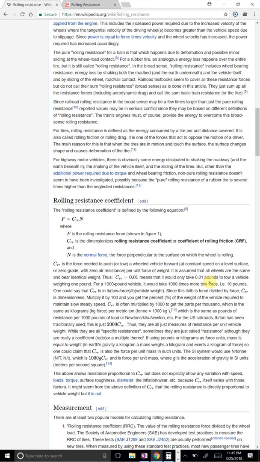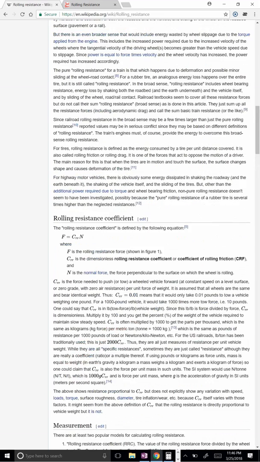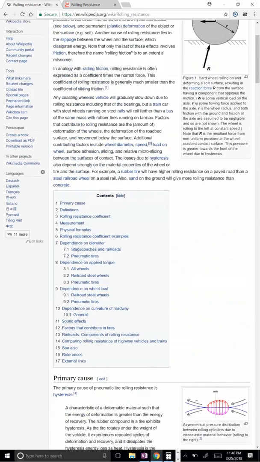And the equation is F, which is your force, in newtons, or slugs, which is basically a pound force, sort of. And the CRR is the rolling resistance coefficient, where RR is rolling resistance, or coefficient of rolling friction. And then N is what's called the normal force, which we'll go over in a second. What else does it say here?